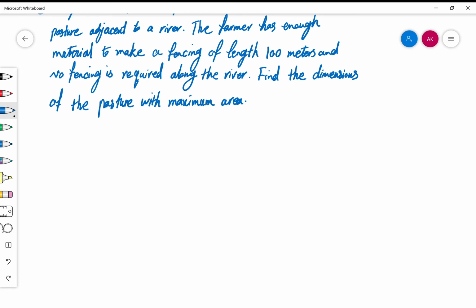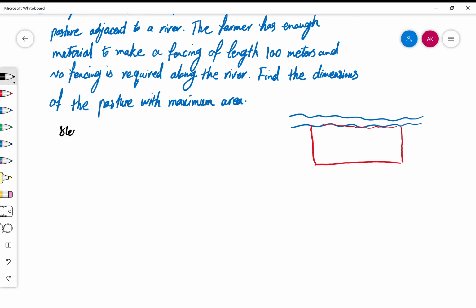Okay, so basically what we have is a river, something like this, and then we want to have a fencing, something like this. This is rectangular. This side we don't need anything, so on the river side we don't need anything, but here and here we need fencing. So step one, as always, identify the variables.